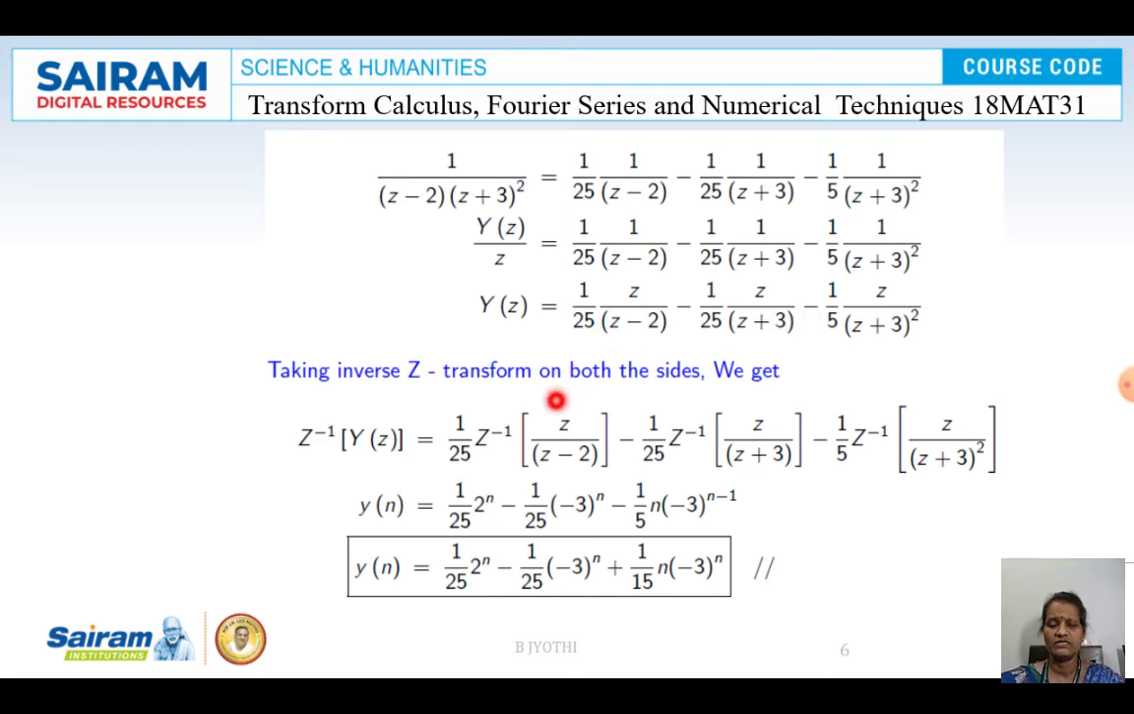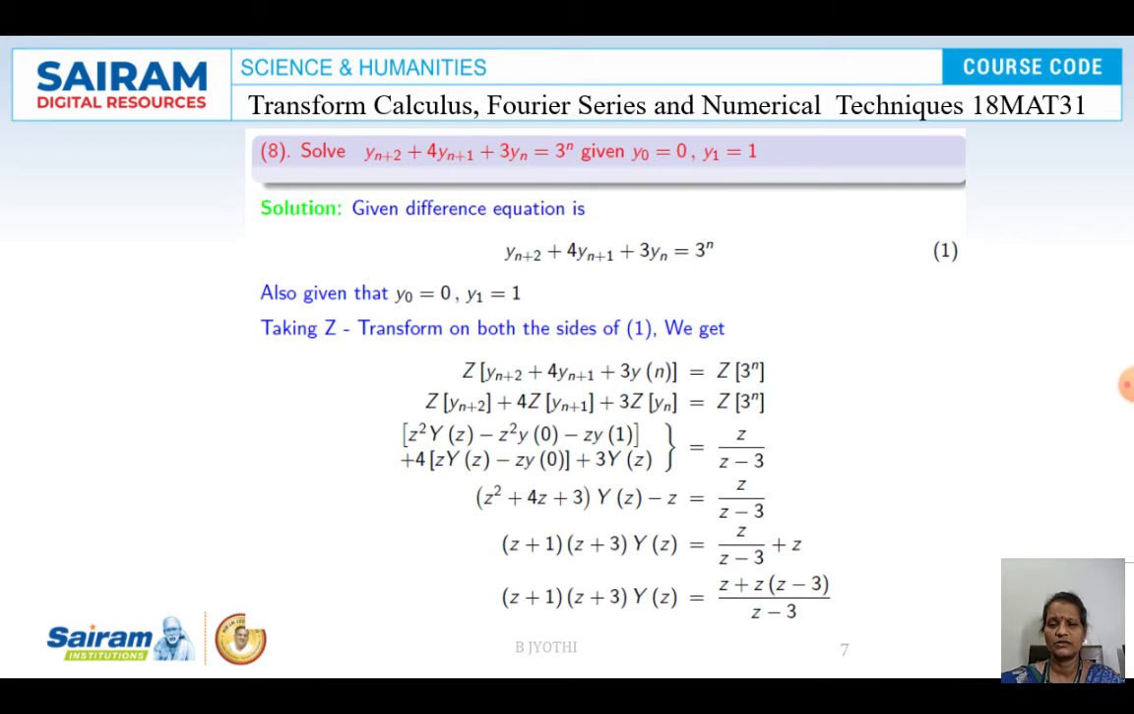And taking the inverse z transform on both the sides, we get z inverse of y(z) is (1/25) z inverse of z/(z-2) minus (1/25) z inverse of z/(z+3) minus (1/5) z inverse of z/(z+3) the whole square. So y(n) is given by, after taking the z inverse, 2^n/25 minus 3^n/25 minus n(-3)^n/15. This is the result we are getting.